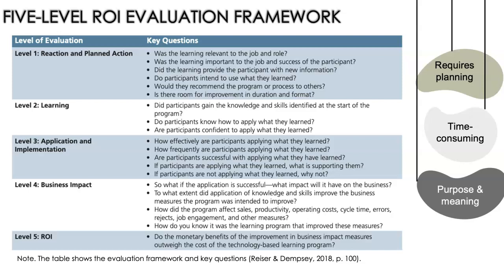In Level 4, business impact data determines whether applications of acquired knowledge and skills influence positively key measures of the learning experience, such as errors, new accounts, complaints, sales, absenteeism, and so on. The last level, Level 5, ROI compares the monetary profits of the impact measures to the fully loaded program costs. If the monetary value of sales improvement is more than the costs, then the calculation is a positive ROI.